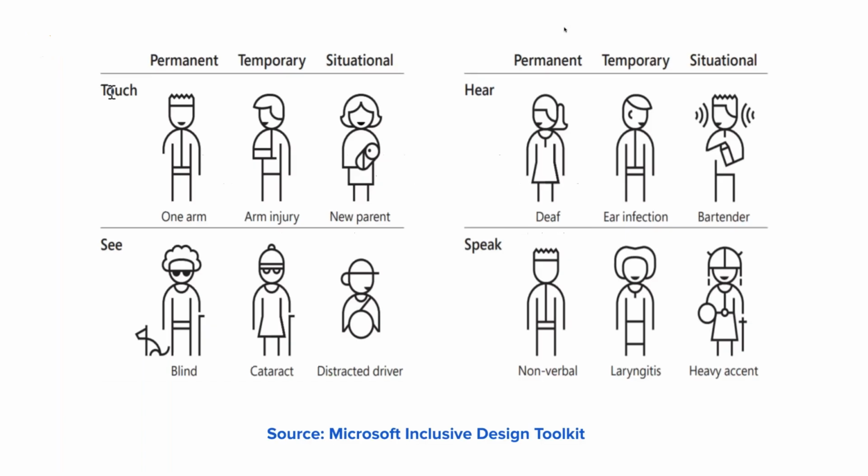One of the things I really like talking about, anytime we talk about accessibility, is this idea of the persona spectrum, or the ability spectrum.